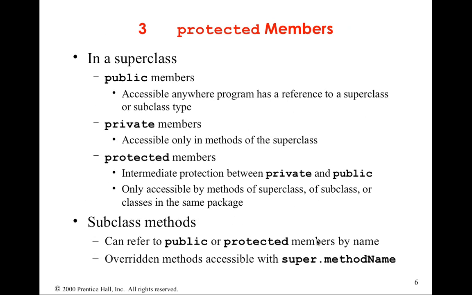So in the superclass, and this is just a review and going into the protected, which I really didn't cover very much in this particular course because it's one of those things that a lot of teachers actually don't like it when people make things protected because it's either private or public, right? But we'll see why in this example here. And in your assignments, you never really had to use it for anything. So public members are accessible anywhere the program has a reference to a superclass or a subclass type, which is public. Private members are accessible only in the methods of that particular superclass.